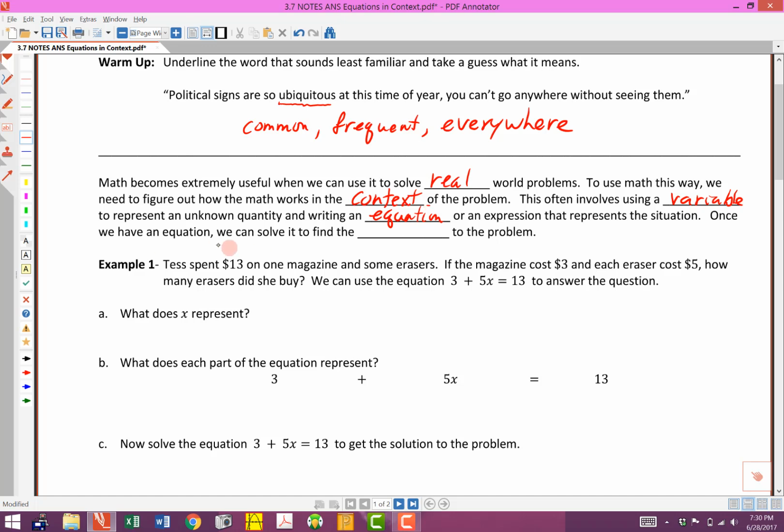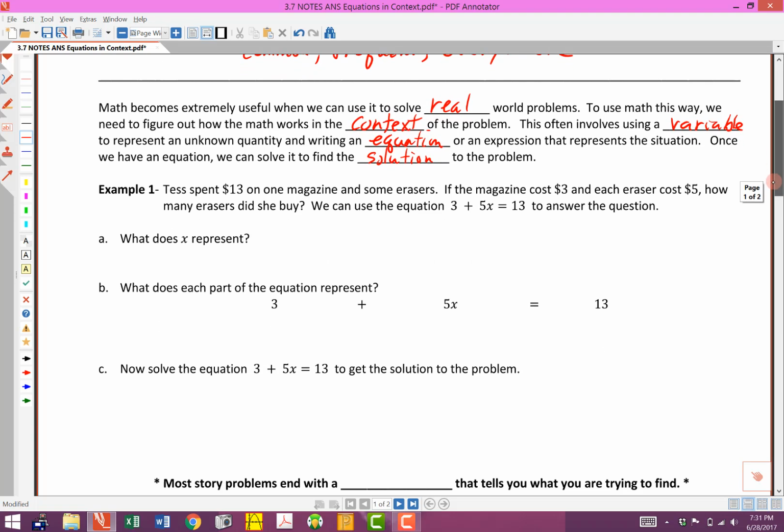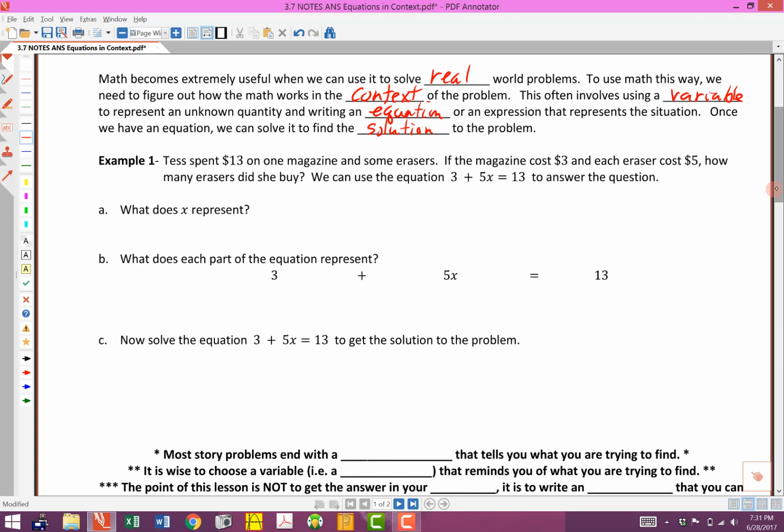And then once we have an equation, we can solve it to find the solution or the answer to the problem. Now I'm going to warn you, on some of these problems, you may look at it, read it, and say, oh, I know what the answer is. We're not just interested in what the answer is. In fact, the most important thing as you're doing these problems is probably being able to translate what we have here in a story problem or an equation in context, actually translating the words into an actual equation.